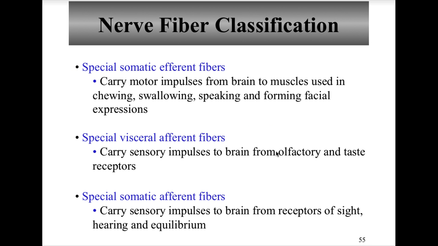In addition, you have nerve fiber classification. There are 3 groups of special nerves. You have the special somatic efferent fibers, and these are motor to skeletal muscle for chewing, swallowing, speech, and facial expression. Then you have special visceral afferent fibers, and these are sensory for smell and taste. And lastly, you have special somatic afferent fibers, and this is sensory for sight, hearing, and equilibrium.